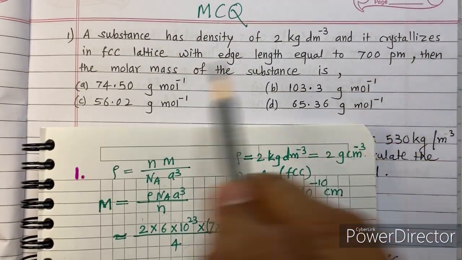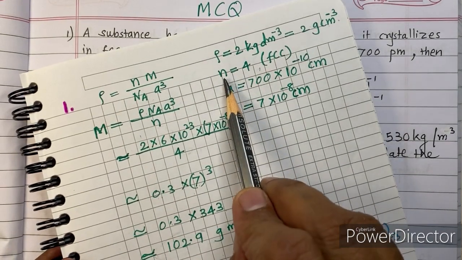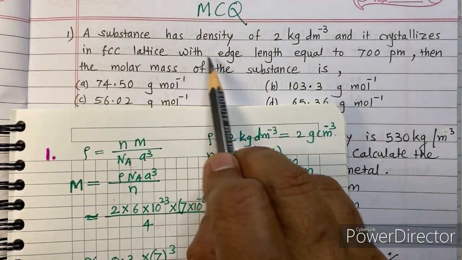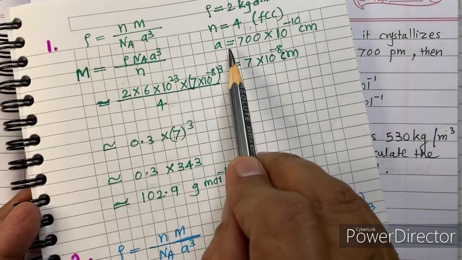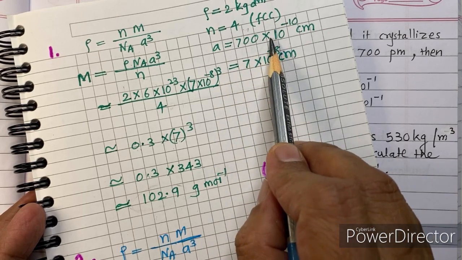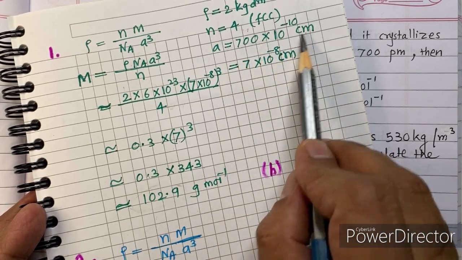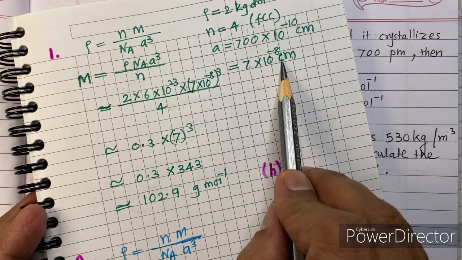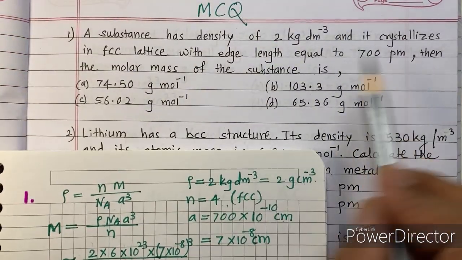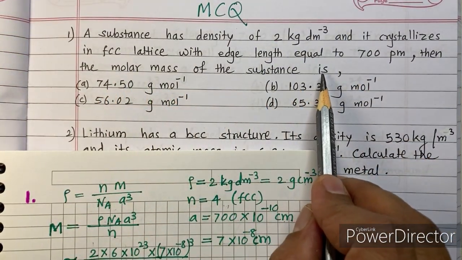Next, it crystallizes in FCC, that is n is equal to 4, with an edge length equal to 700 picometer. 700 picometer is this many centimeters. Convert that into this form. Then the molar mass of the substance is?